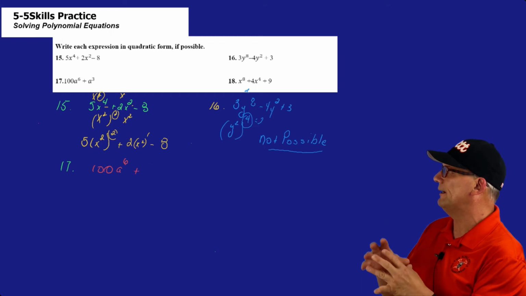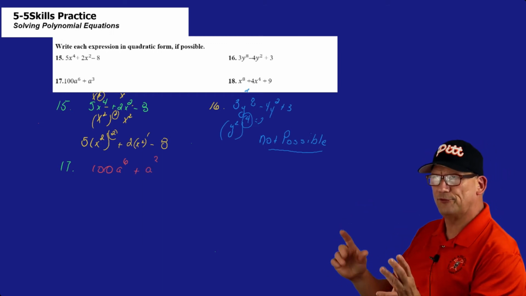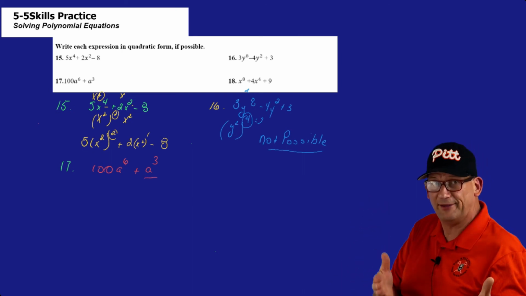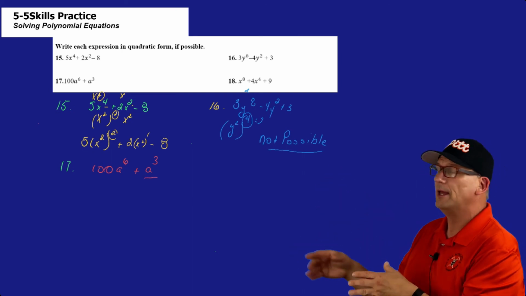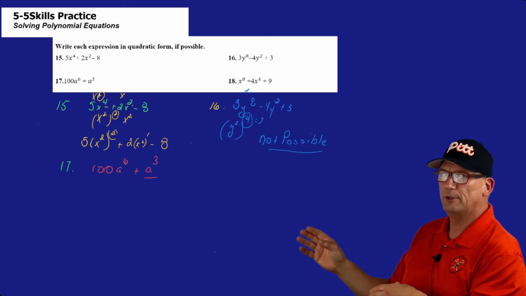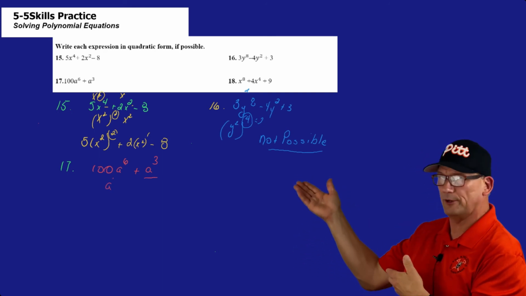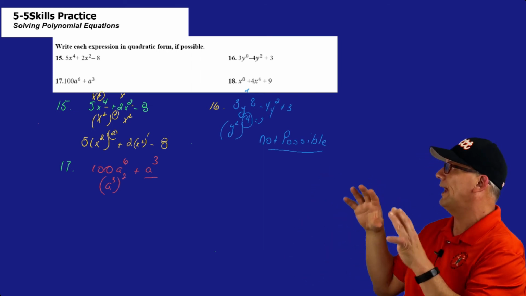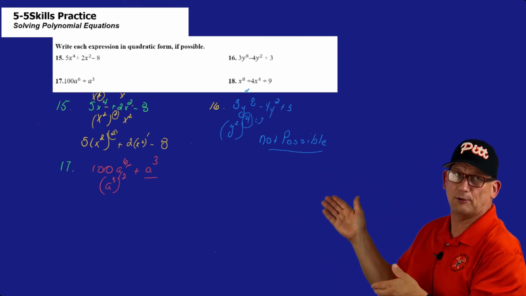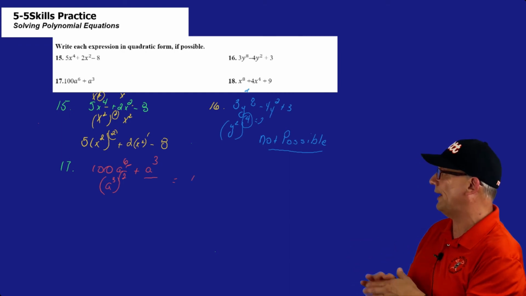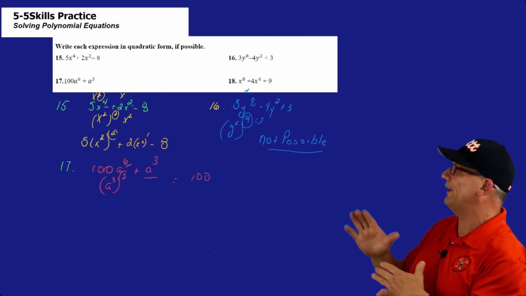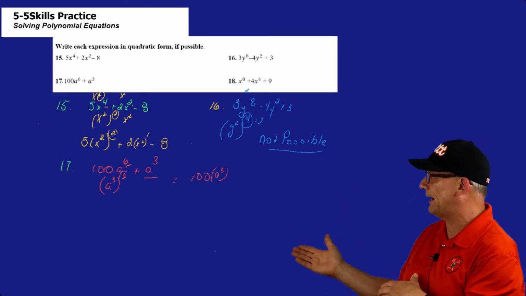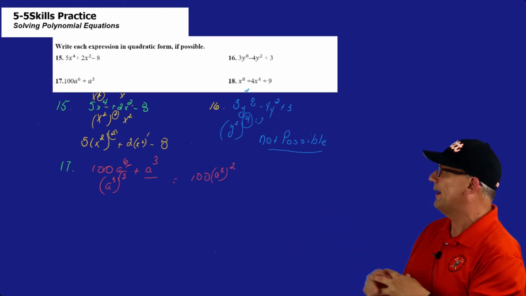Can I take a to the third, put it in parentheses, and square it? Will it equal a to the sixth? And the answer is yes. So this one we can do. It would be a cubed raised to the second power, that's quadratic form, right? And then the next one would just be a cubed to the first power. So the answer would be a cubed raised to the second power plus a cubed raised to the first power, and that is standard form, quadratic form.